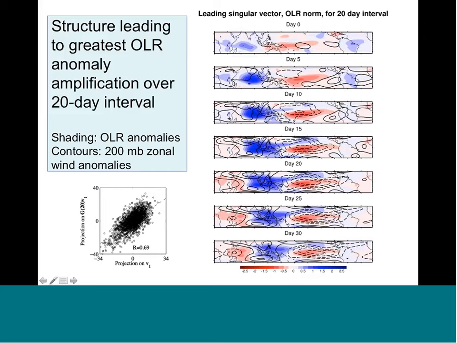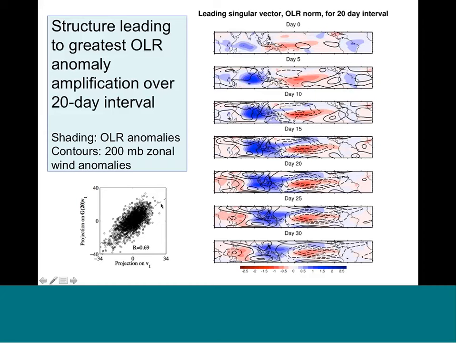And you can see that this is actually a relevant structure, because if I project data on this pattern and then 20 days later project it on this OLR anomaly, I get this scatter plot. There is a pretty good linear relationship that one sees in observations, and in fact it grows the way you expect it to. That dashed line is essentially that expectation.